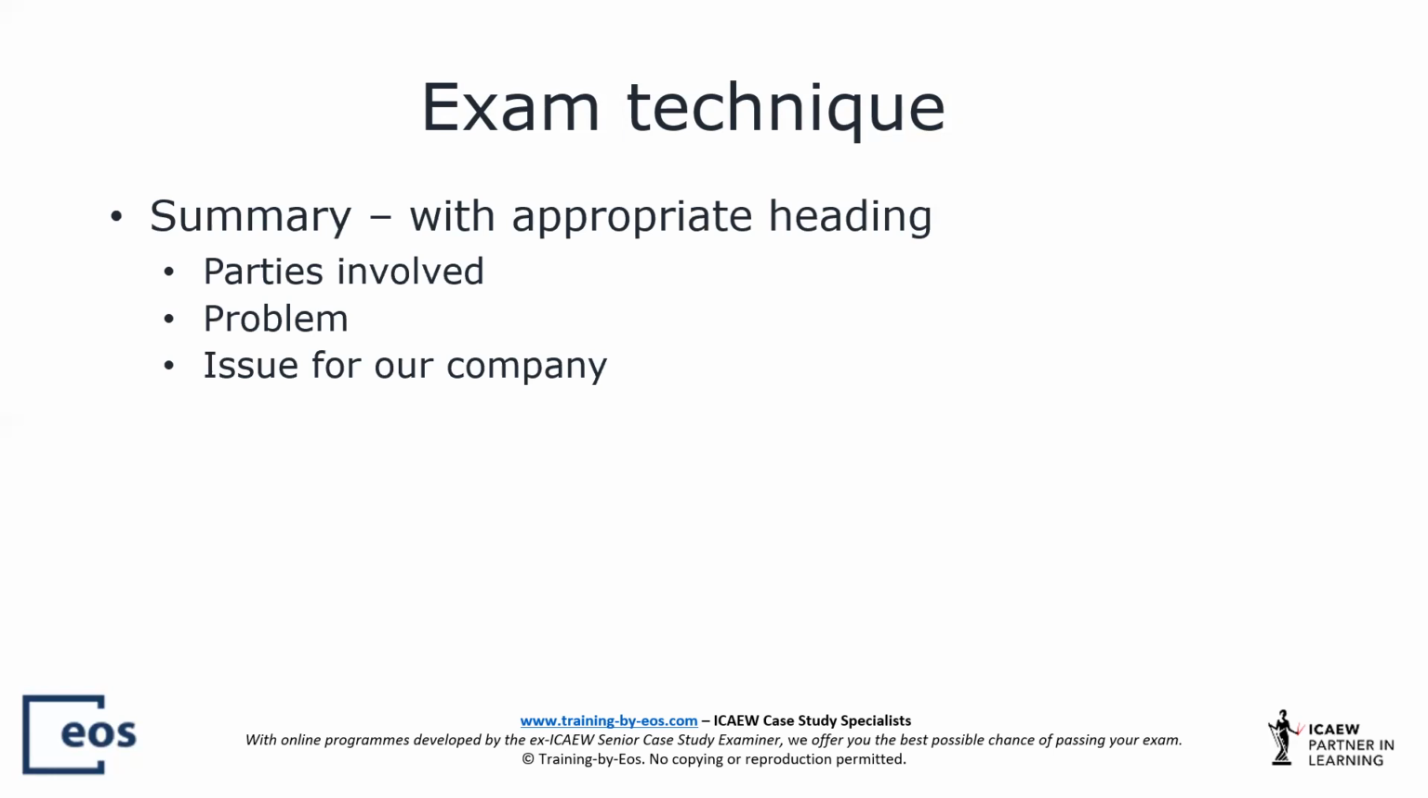Firstly, you're going to write a description of the issue. You can't assume all of the board know what's going on. Summarize the key elements in one paragraph within the main part of your report. Who are the parties involved? What is the problem? And why is it a problem? Or why might it be a potential problem for us?